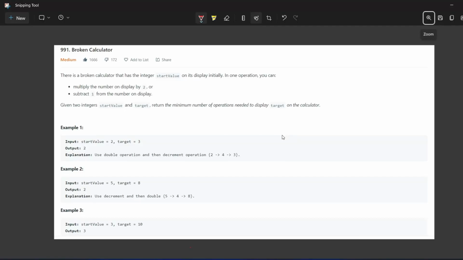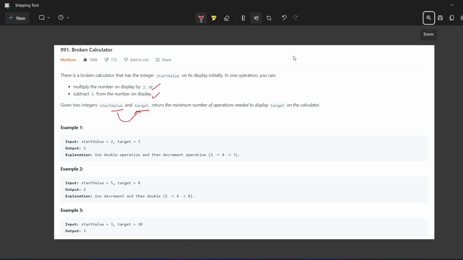Hello everyone, today we are going to solve a broken calculator LeetCode medium level problem. In this problem we are given a start value, an integer which is displayed on a calculator, and we can do two operations on that calculator. First, we can multiply the number by 2, or we can subtract 1 from the number, and we are given two integers, start value and the target. Our goal is to reach from start value to target in the minimum number of steps.